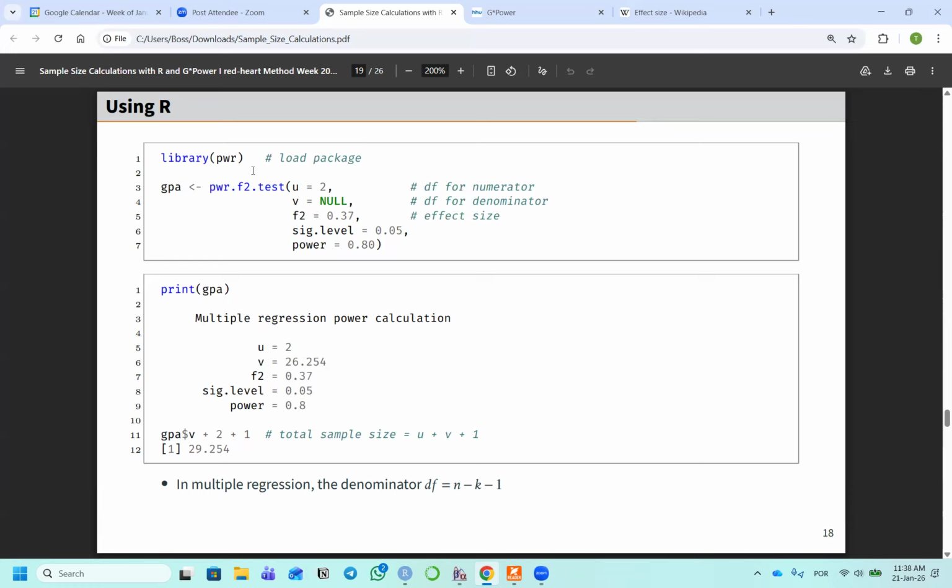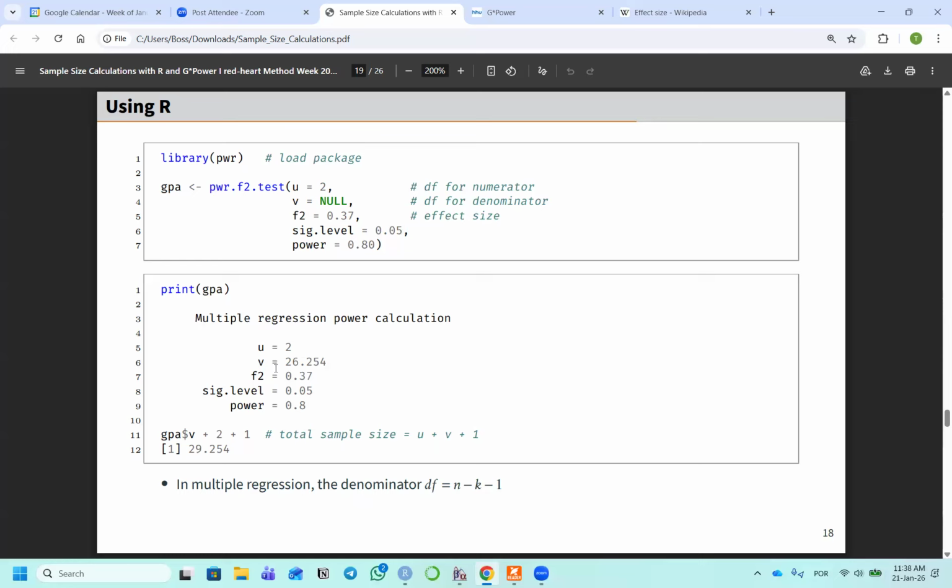I should know the maths behind it. And f2 is my Cohen's f square, calculated as R square over 1 minus R square, which is 0.37. The significance level is my type 1 error, and my desired power is 0.8. Once you know this, the only thing you can do is simply run it, and you end up with the same result.